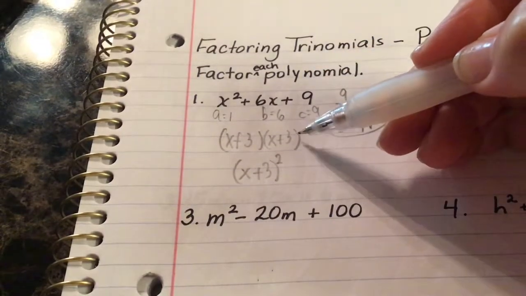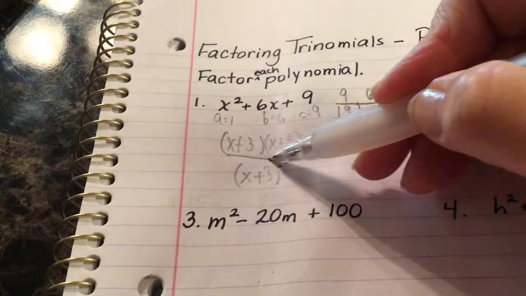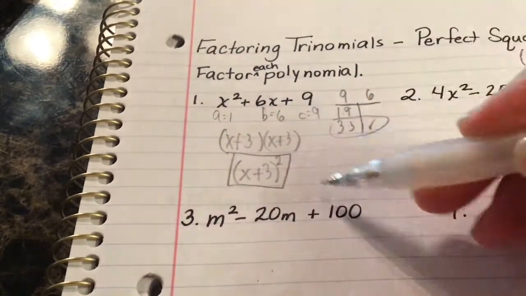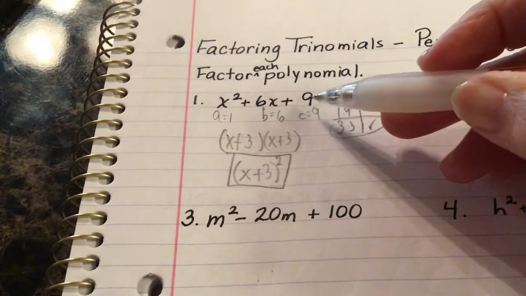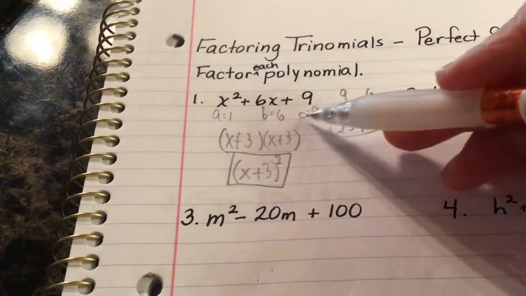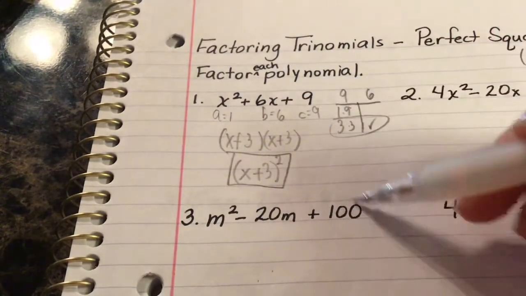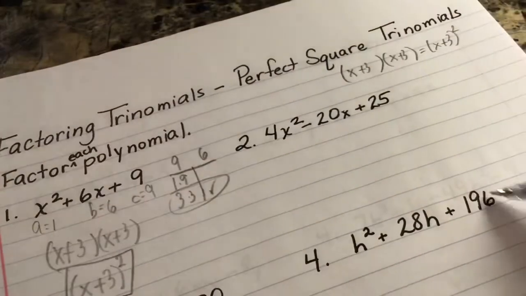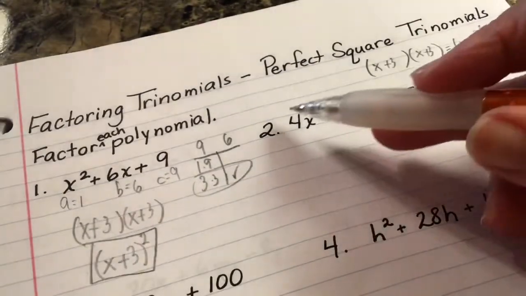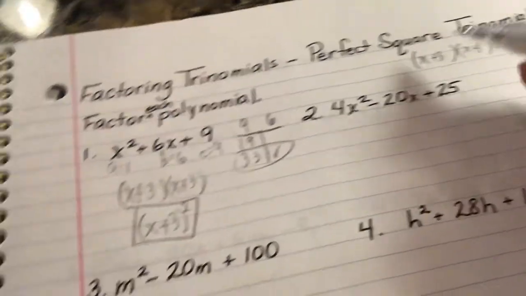Now, I usually leave my answer this way. You are welcome to write it this way as well. It does not matter, but this tells me that this is a perfect square trinomial. But I want you to notice, 9 is a perfect square. 100 is a perfect square. 196 is a perfect square. 4 and 25 are perfect squares.